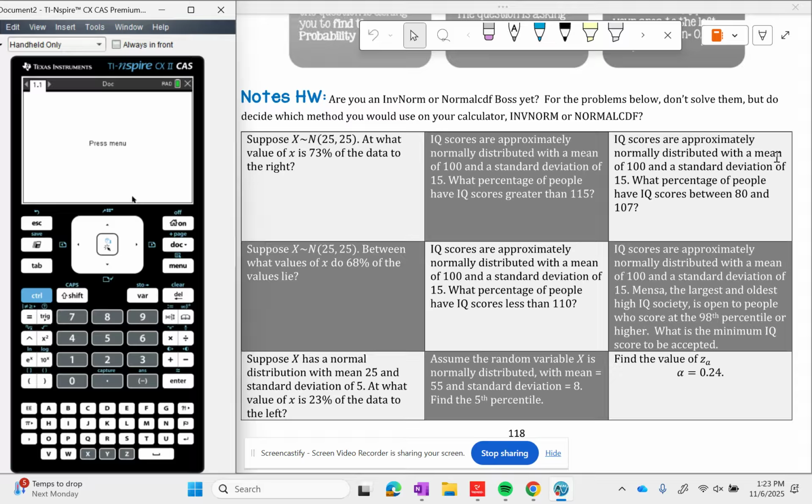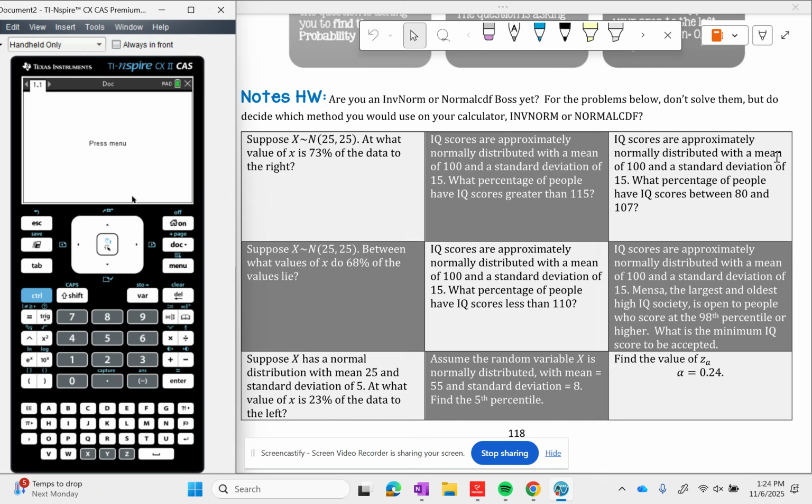Below, suppose X has a normal distribution with a mean of 25 and a standard deviation of 5. At what value of X is 23% of the data to the left? Inverse norm. Good job. Assume the random variable X is normally distributed with a mean of 55 and a standard deviation of 8. Find the 5th percentile. Still inverse norm? It is, because you would know the 95%. Good job.